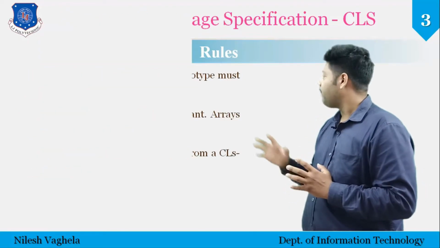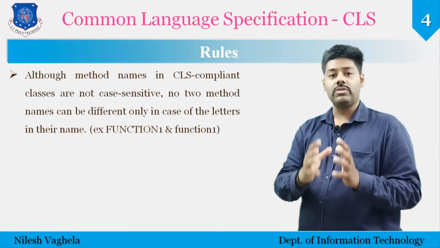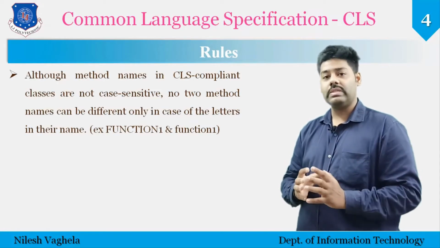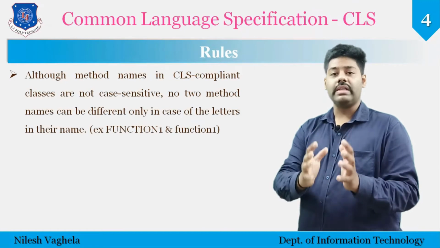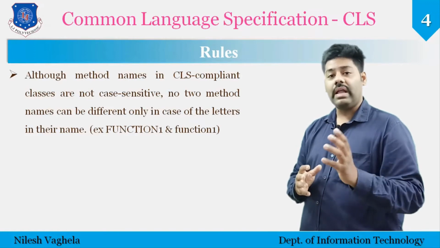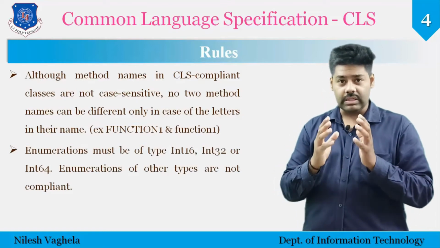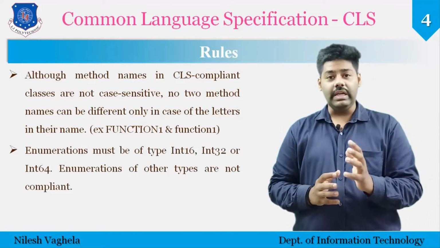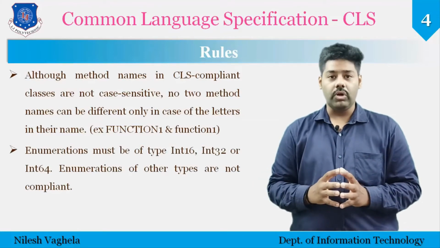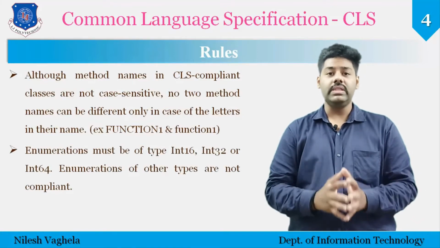The fourth rule says that although .NET and CLS have no case sensitivity, function 1 written in capitals and function 1 written in small letters cannot differ only by their case. So the functions have to be different in names as well. The last rule says enumerations are only allowed for type integer 16, integer 32 and integer 64. Enumeration is nothing but enum, so an enum of other data types is not valid. So these are the rules for the Common Language Specification, or CLS. We have seen the CLS concept.